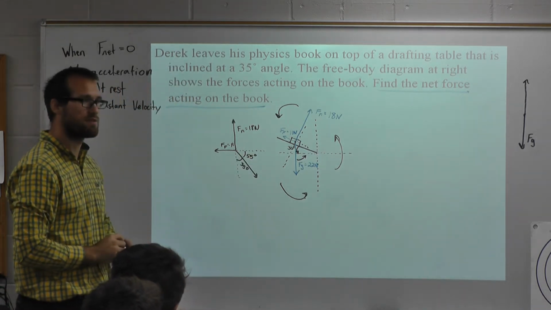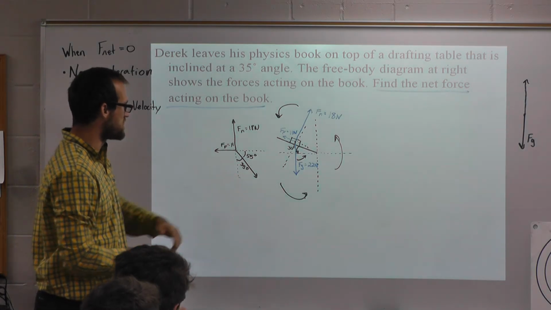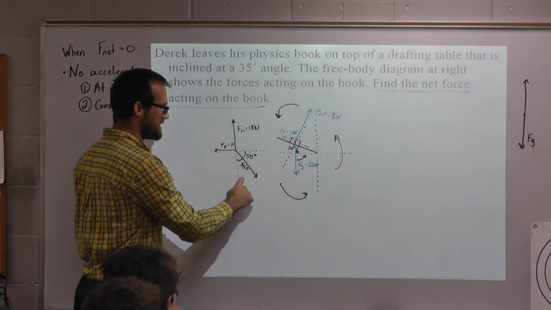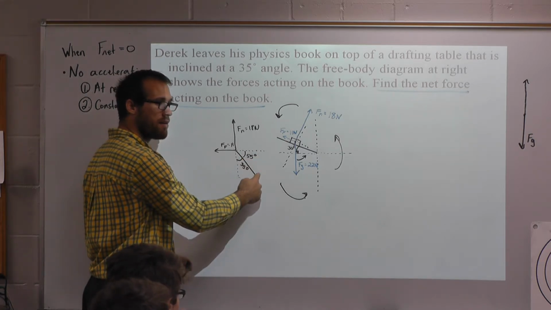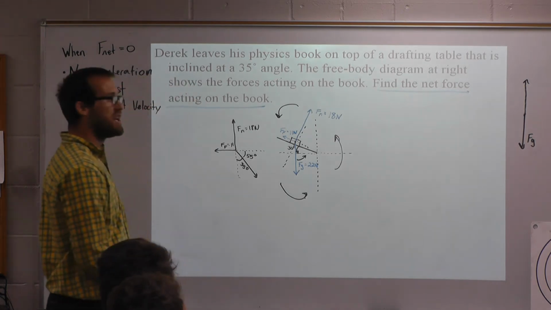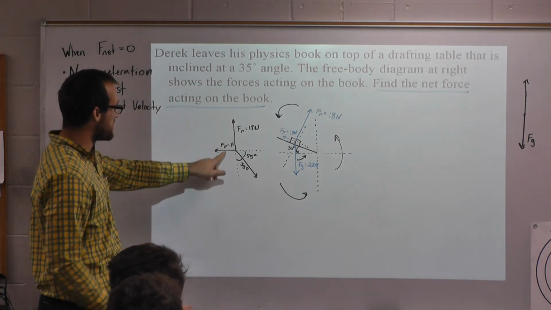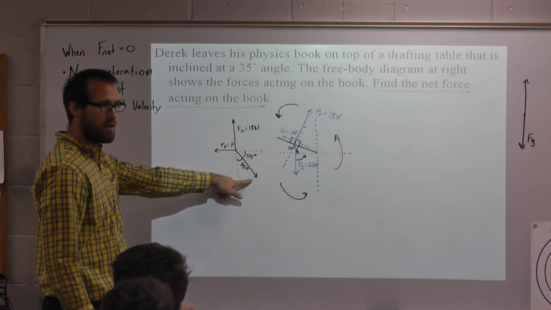You can use either, it doesn't matter. Just know if you use this one, your opposite is X. If you use this angle, your opposite is Y. Now listen, here's what we're doing. We need to find the net force. We know this is all X, this is all Y. This needs to be broken up into an X and Y.